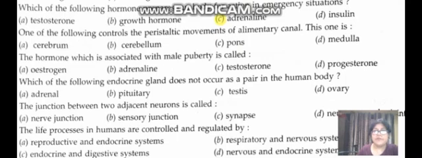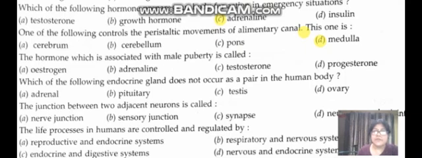Next question: which of the following controls the peristaltic movements of the alimentary canal? The alimentary canal is also known as the food pipe. When we eat our food, it slips from our mouth to the stomach, and this movement is known as peristaltic movement. Which part of the brain controls this? The medulla controls the peristaltic movement of the alimentary canal.